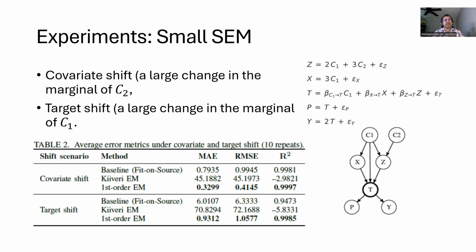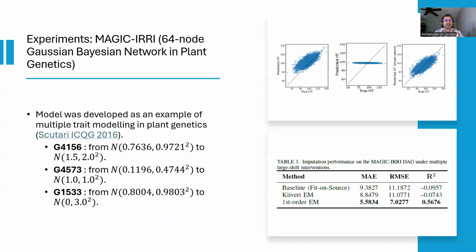Now let's talk about a large real network from plant genetics. We tested our proposed algorithm on a 64-node Gaussian Bayesian network in plant genetics. The domain adaptive EM improves imputation and downstream prediction compared to plain transfer and Kiveri EM.